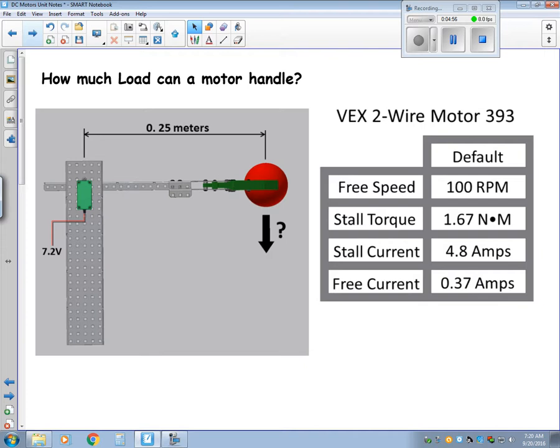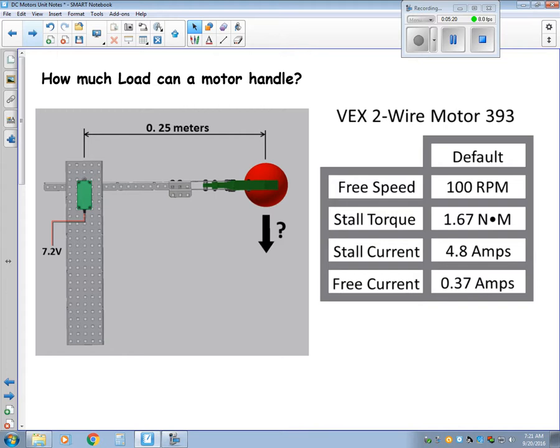So let's take a look at what our own DC motors can handle. So, the VEX 2-wire 393 motor. It has a free speed of 100 RPMs, a stall torque of 1.67 newton meters, the stall current is 4.8 amps, and the free current is 0.37 amps.